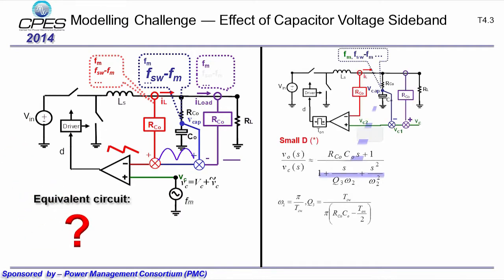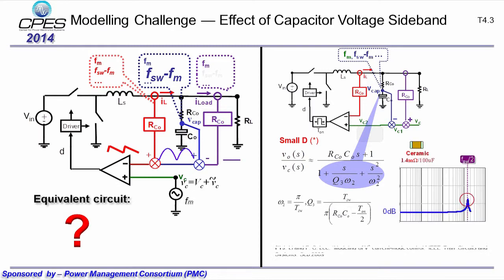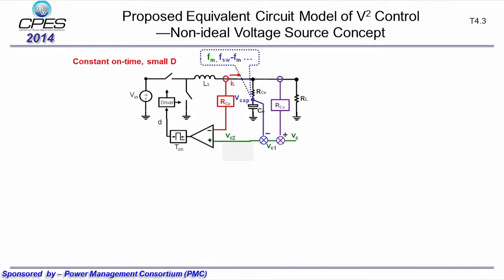From the describing function result, the capacitor voltage feedback causes a pair of double poles at half of switching frequency. From the Bode plot, we can see that the gain is 1 at low frequency, which means that the output voltage can well follow the control signal at low frequency. At half of the switching frequency, there is a double pole. Physically, it means that the capacitor voltage feedback turns the circuit into a non-ideal voltage source. Our proposed equivalent circuit model is based on the previous non-ideal voltage source concept.